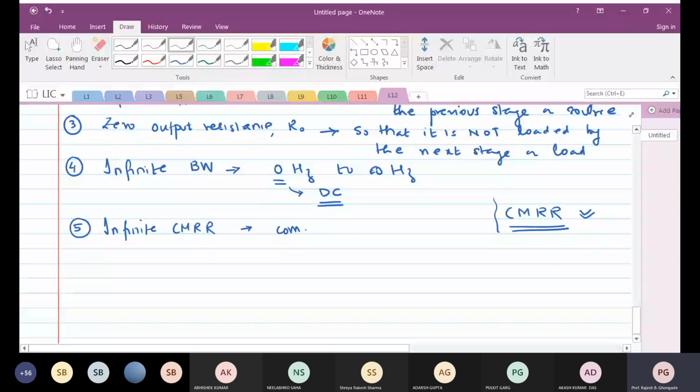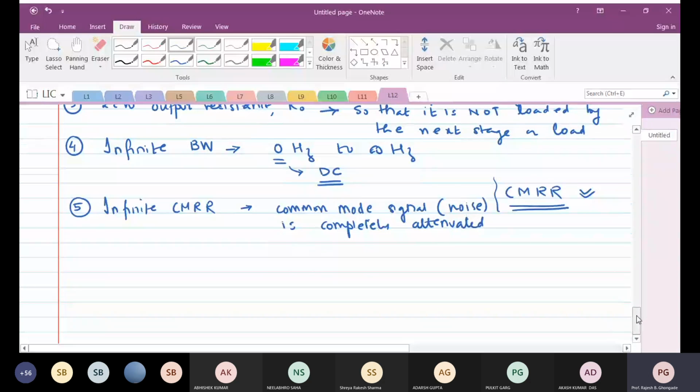Common mode signal, which is mostly noise, is completely attenuated. All right.